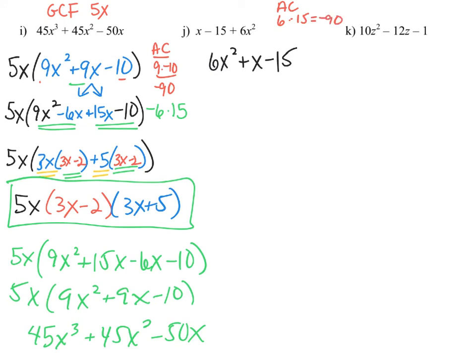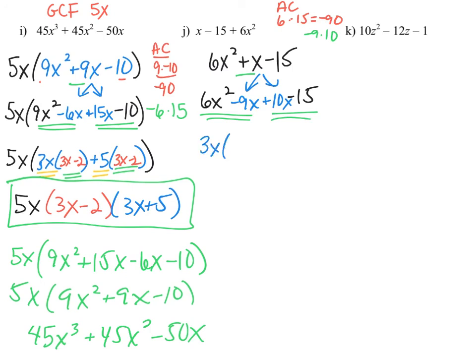We want to find the pair of factors of negative 90 that will add up to the middle term. And that pair of factors would be a negative 9 and a positive 10. So in the AC method, our first term stays the same and the last term stays the same. The middle term is split up into a minus 9x and a plus 10x. We factor by grouping the first and last two terms. The greatest common factor of the first two terms is 3x. The greatest common factor of the last two terms is plus 5.